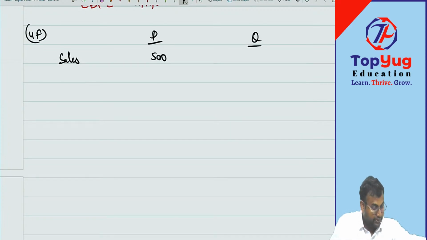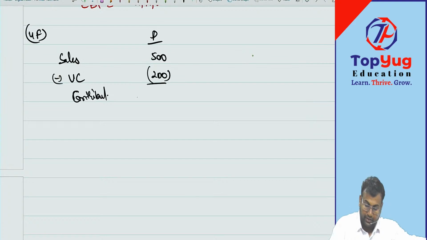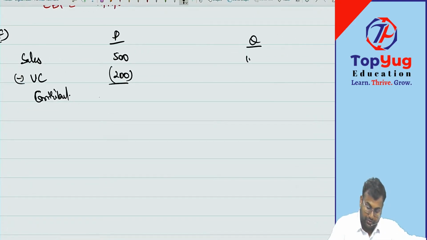Sales 500,000, variable cost 200, 300. So contribution. I'm writing it at a little distance so that side by side I will show the calculations. 1,000, 300, contribution 300.